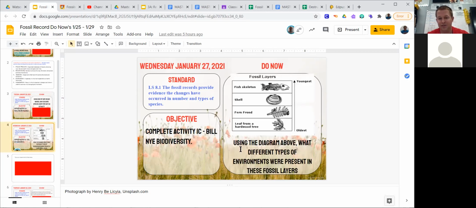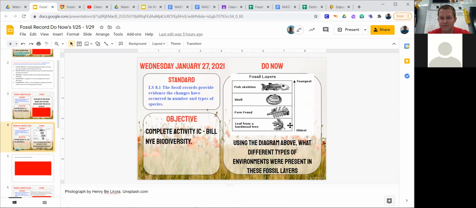On Wednesday, the do now, you're going to use the diagram above. What different types of environments were present in these layers? So looking at this, what does this tell us? What do you think the bottom layer once was? What do you think that bottom layer was at one point? If you're finding a leaf from a hardwood tree, where would you find that? In a desert, in a forest, in a tropical region?